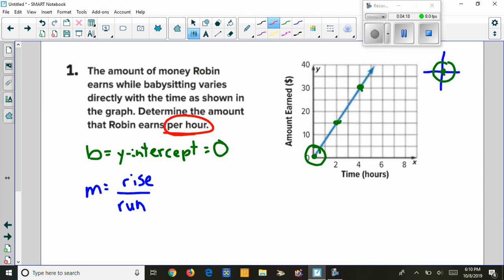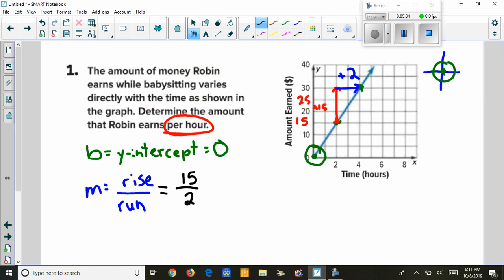We'll figure out the rise. I'm going to start here at this middle point, and I have to go up 1, 2, 3, but that's counting by tens. Actually, I apologize. That's not counting by tens. It's counting by fives. So from 15 up to 30, that's a positive 15. And then I will go from my ending point to the right 2 spaces, which will be plus 2 hours. So my slope is 15 over 2.